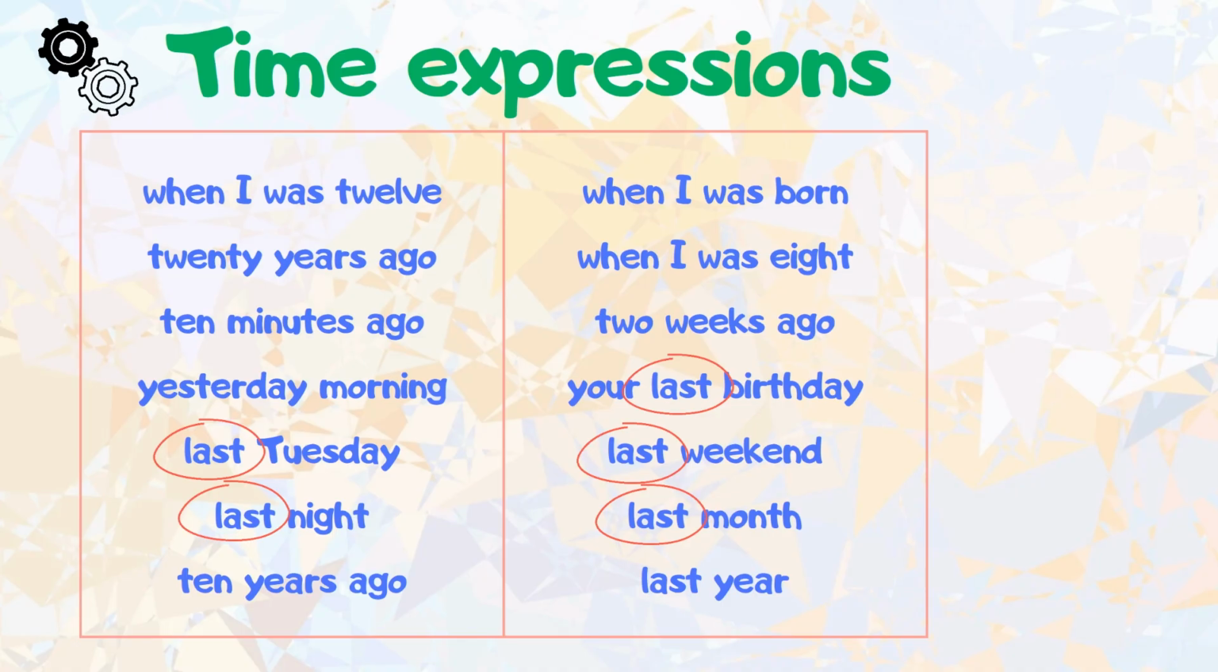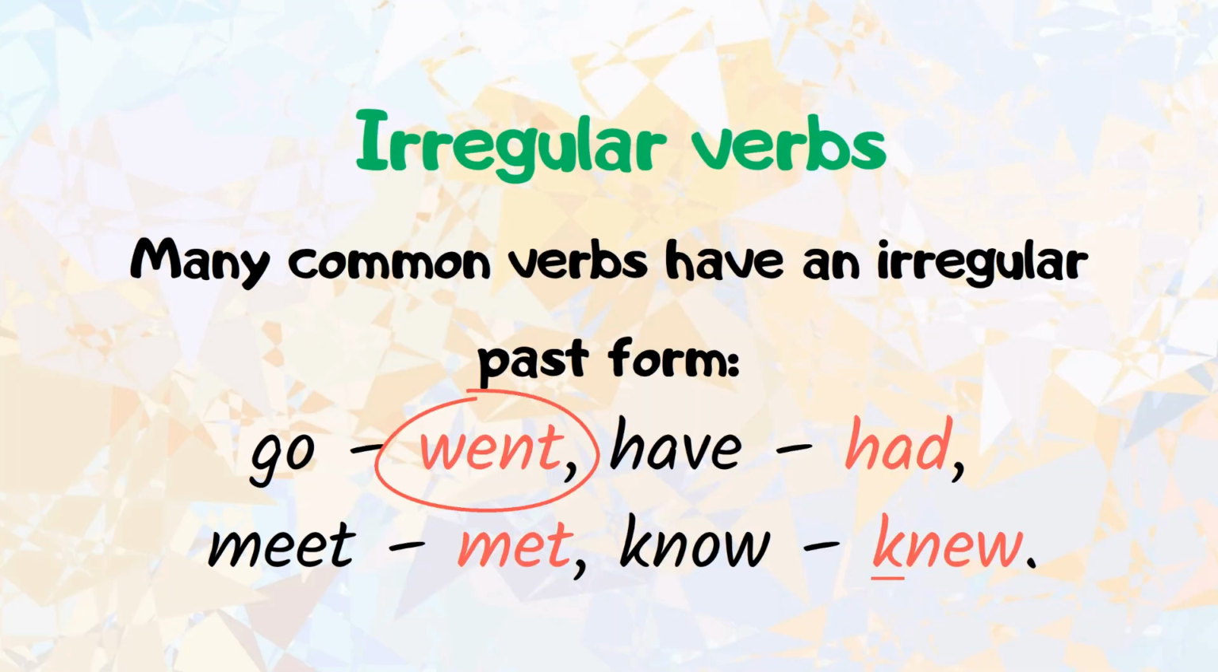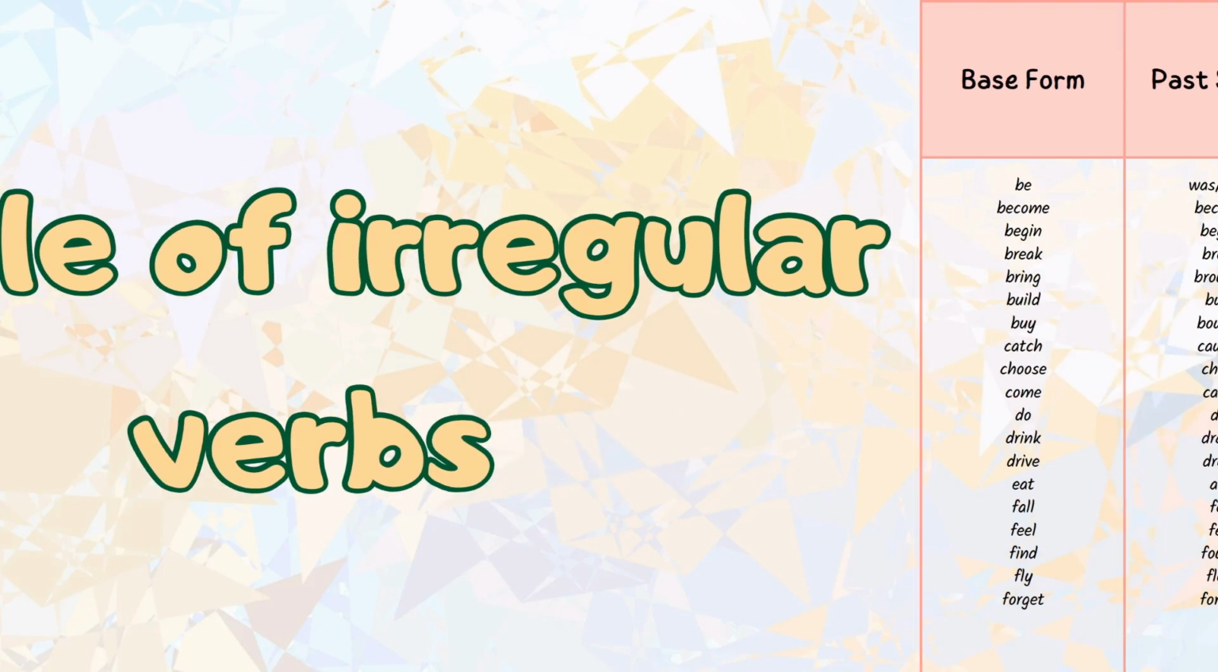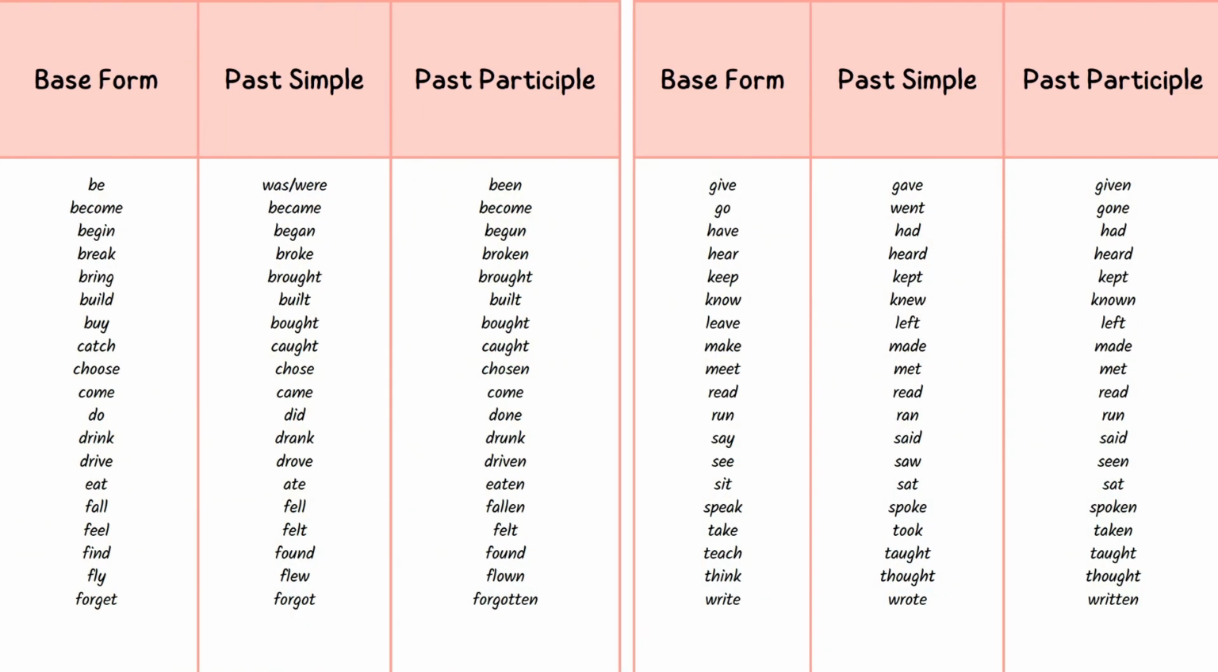Okay, this is all about regular verbs, and now it's time to talk about irregular verbs. And by the way, many common verbs have an irregular past form, like the verb go, went, have, had, meet, met, know, knew, etc. Do you remember this crazy table of irregular verbs? Well, you shouldn't worry that much about all of them at once. Learn each verb one by one, trying to remember all three forms. The third form will be useful when you learn the present perfect tense.